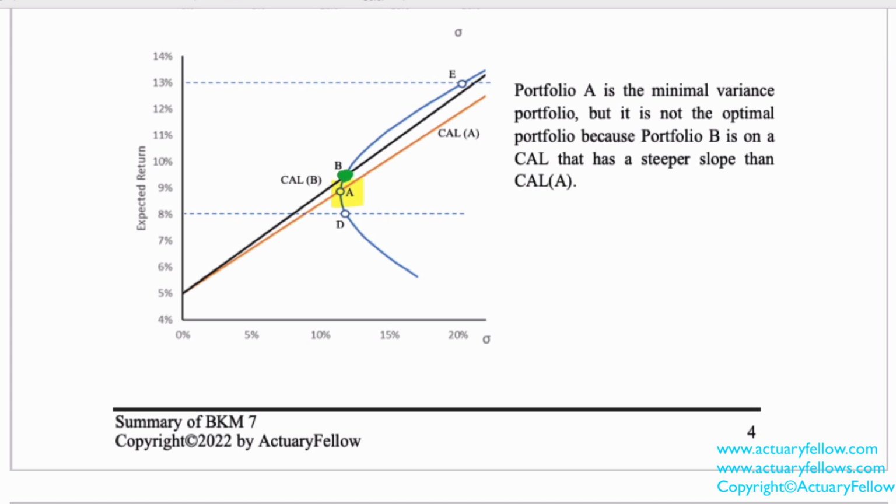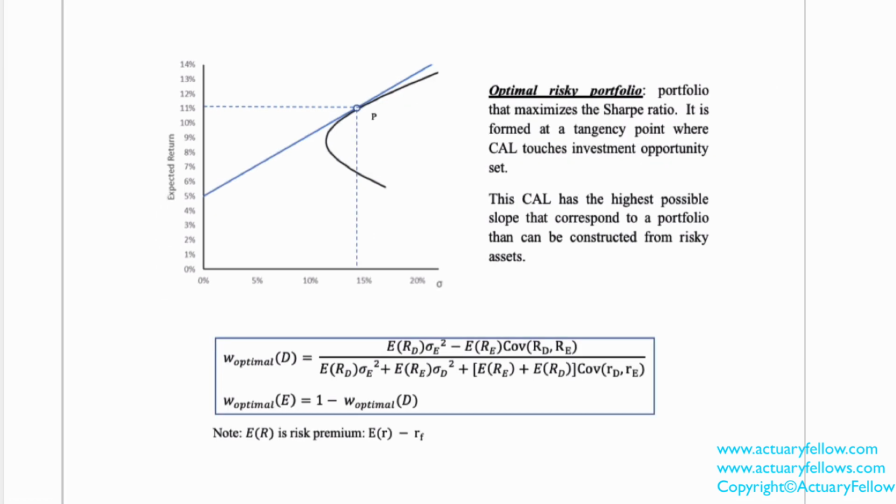Remember, we want a CAL with the highest slope possible, so we have the highest Sharpe ratio as discussed in BKM7. The optimal risky portfolio is at the point where CAL is tangent to the opportunity set. It's point P on the graph. It has the highest slope for the CAL and maximizes the Sharpe ratio.